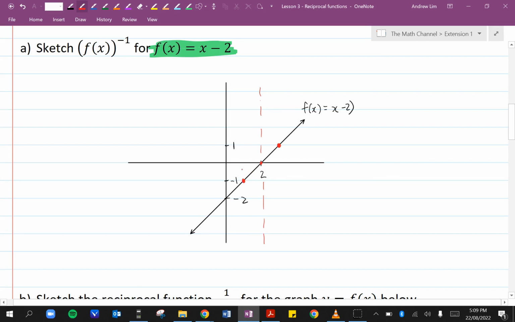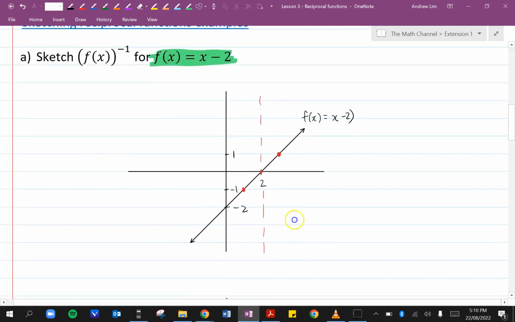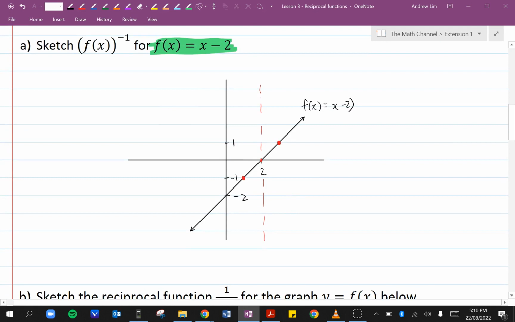Alright, the next thing we're going to have a look at is up here. 1 divided by something really big is really small, and 1 divided by something really small is really big. This point here just tells us that when we draw the reciprocal function, it will never ever actually cross the x-axis. There will never be an x-intercept.